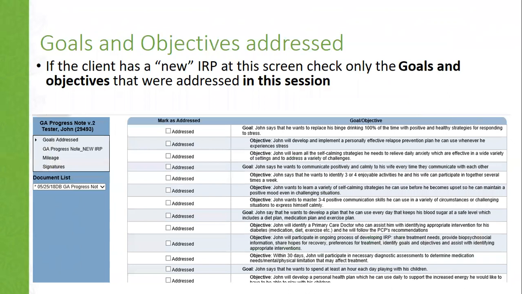And, you know, again, make sure that when you check goals and objectives here, they're the goals and objectives that were addressed in this session. A lot of times I see people select that assessment goal and objective when they're doing therapy or CSI or something like that. Unless you're actually doing assessment during a session, don't select that goal and objective. Select the one that's relevant to what you did during that session.